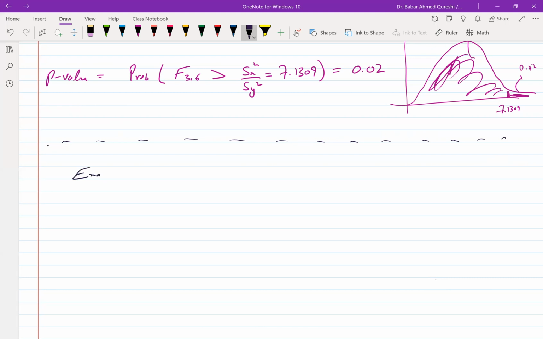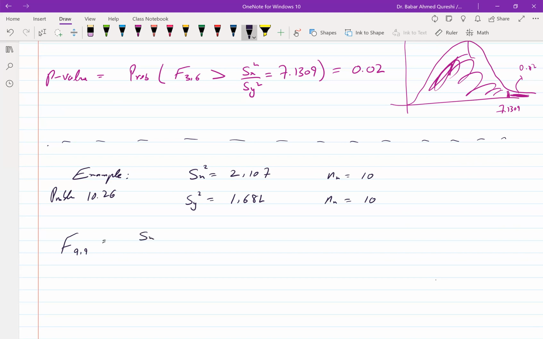Suppose you have sx square equal to 2107, and I've changed the example, and this is equal to 1681. This is problem 10.26. And in both samples, your sample size is 10 and 10. That means you are going to construct F(9,9), and its value is simply sx square over sy square. You put the bigger number upstairs, and it's 1.25.